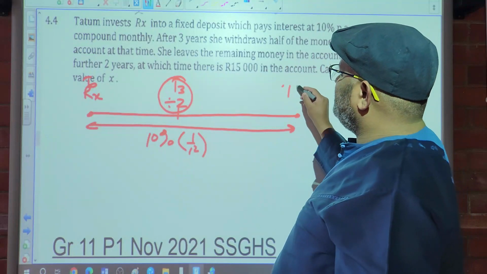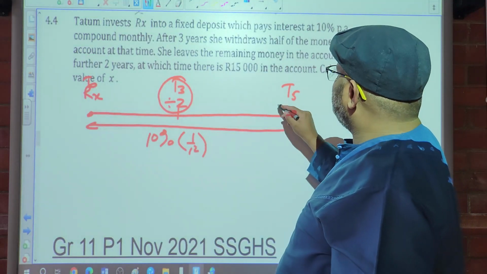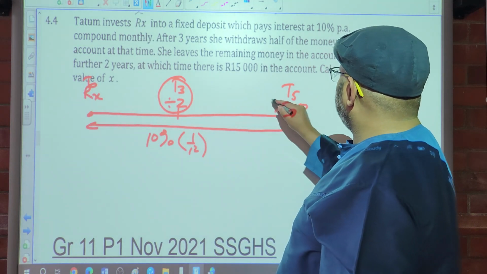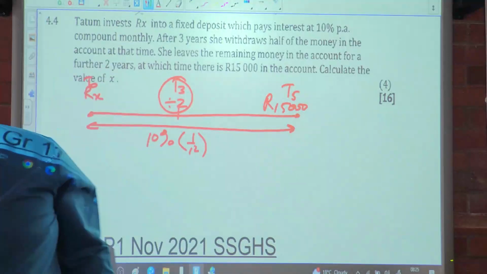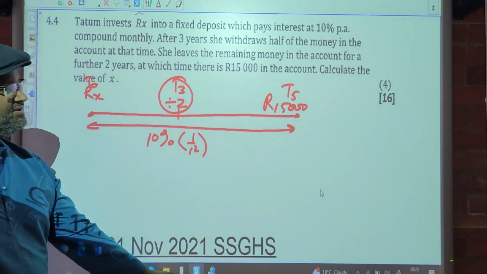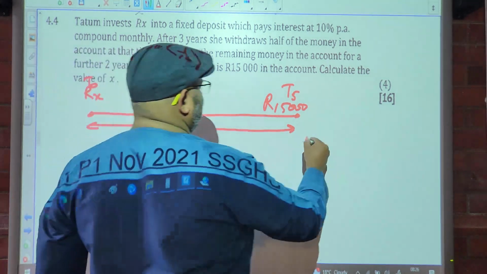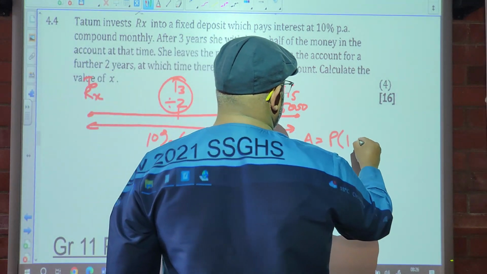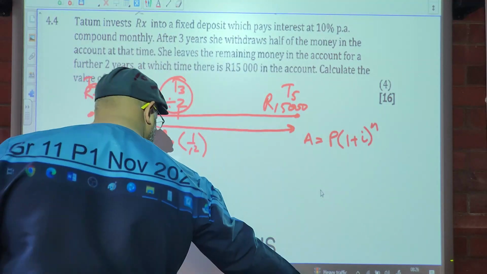She leaves the remaining money in the account for a further 2 years. So it takes you to T5, at which time there is 15,000 Rand in the account. Calculate the value of X. So again, the formula, same as the previous formula: A is equal to P into 1 plus i to the exponent n.